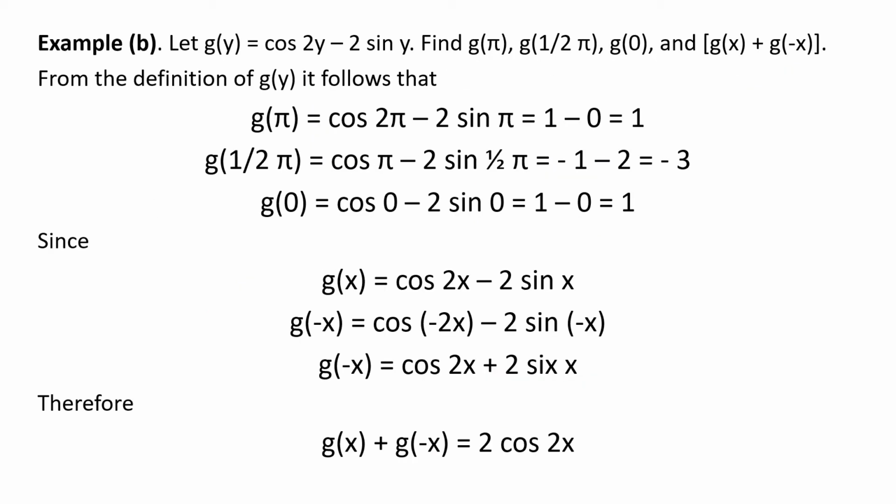So for more examples, let's deal with your example B. Let g of y is equal to cosine 2y minus 2 sine y. We're asked to find the value of your g of pi, your g of 1 half pi, your g of 0, and your g of x plus your g of negative x. So from the definition of g of y, it follows that your g of pi is equal to cosine 2 pi minus 2 sine pi.